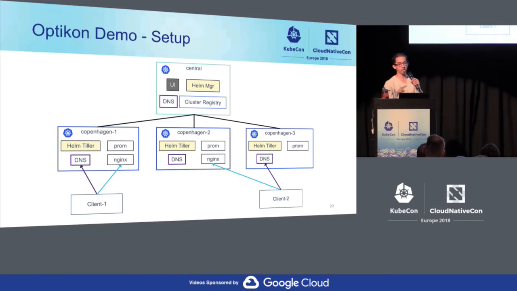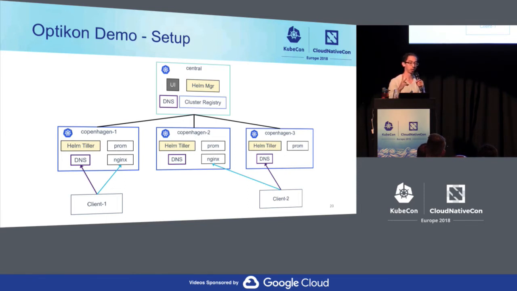We're going to have 3 Edge sites, Copenhagen 1, 2, and 3. I'm going to end up deploying Prometheus to all of them, and we'll see how easy that is. And I'm also going to deploy a simple web app, like just a static Nginx web server. We're serving like one file.